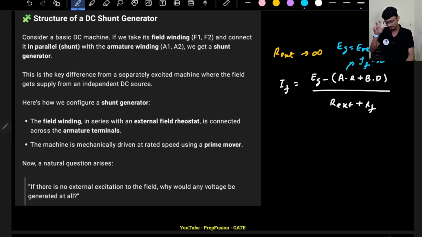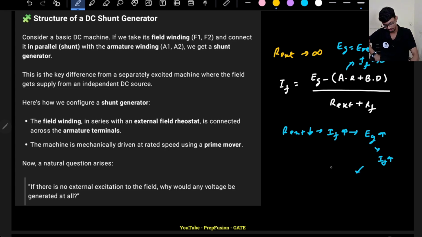But if I keep on slightly reducing my R external, what will happen? IF current will increase. If IF current increases, basically Eg will increase. If Eg increases, IF will further increase. So this is just a positive feedback.